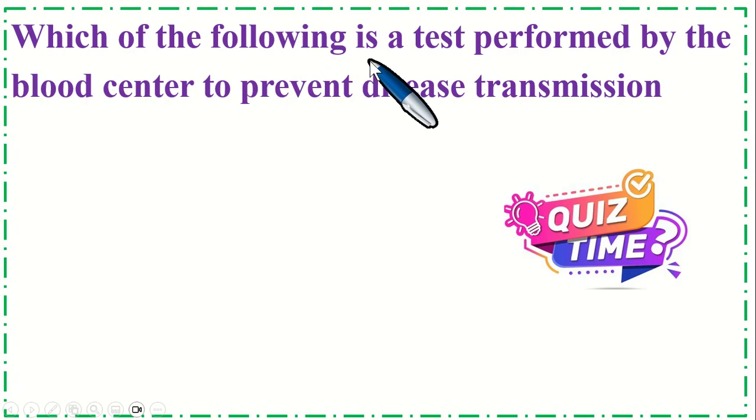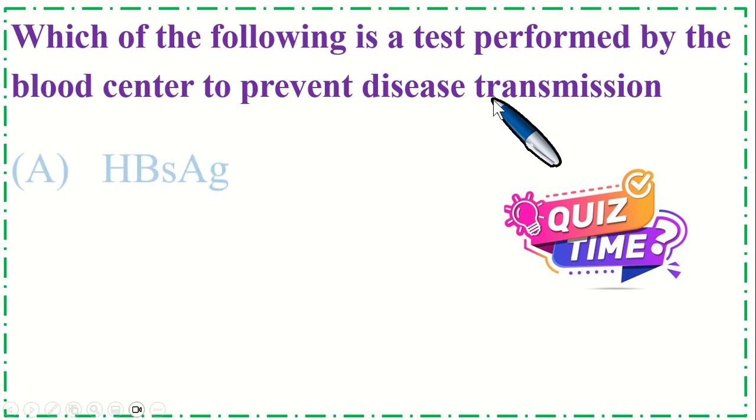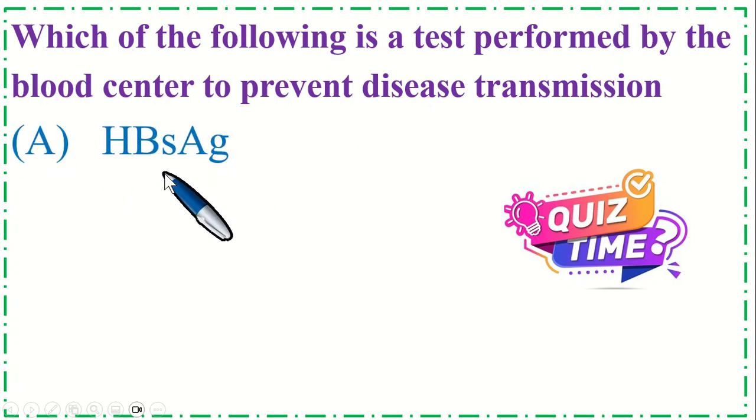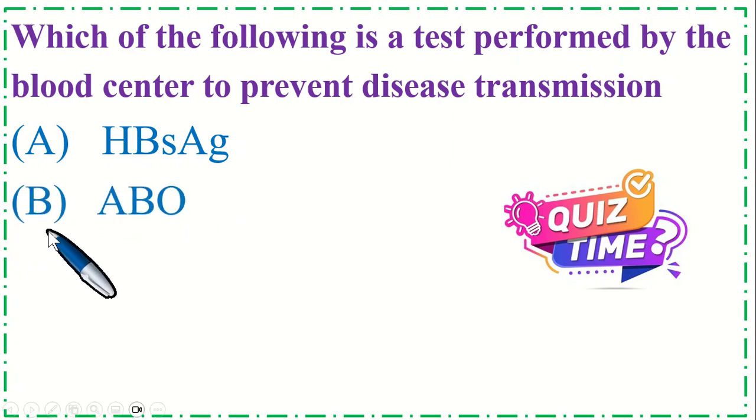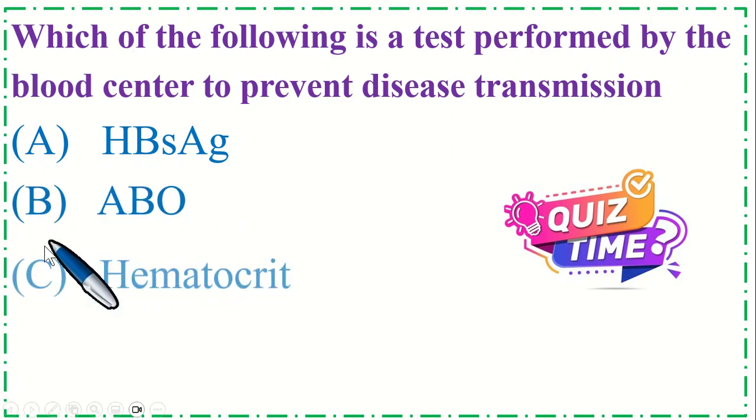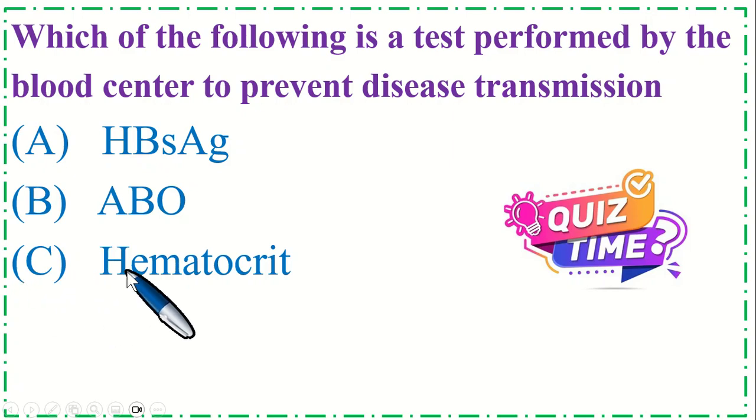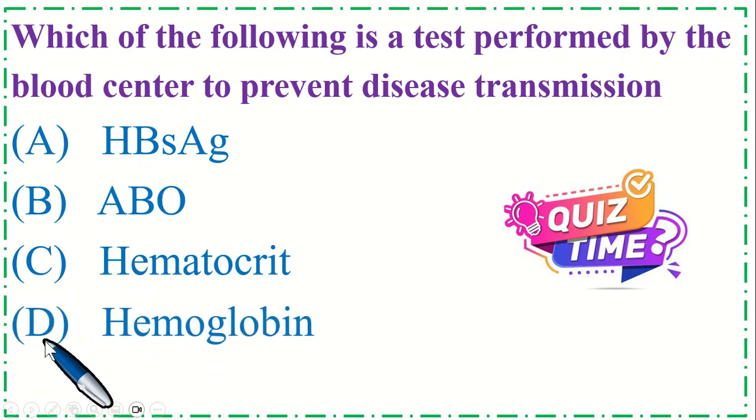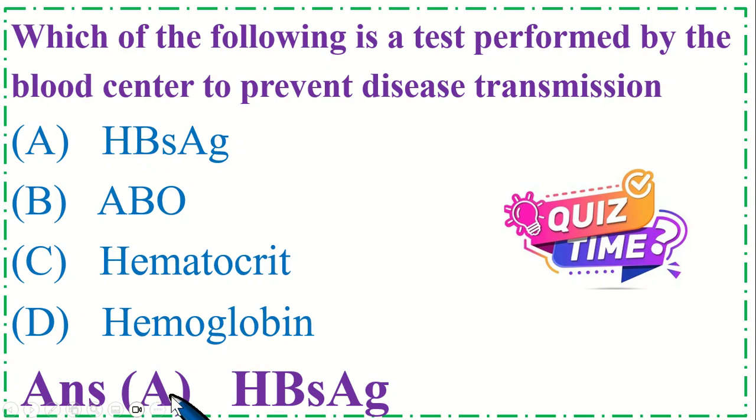Which of the following is a test performed by the blood center to prevent disease transmission? Option A HBsAg, hepatitis B surface antigen. Option B ABO. Option C hematocrit, and option D hemoglobin. So the correct option is A HBsAg.